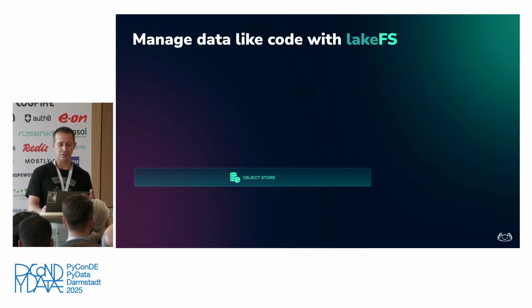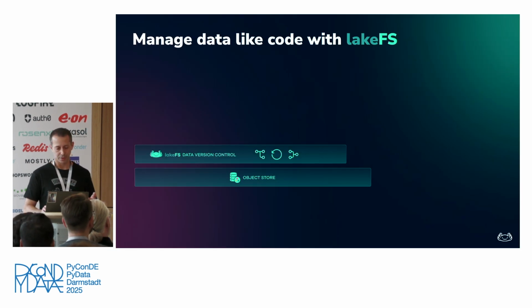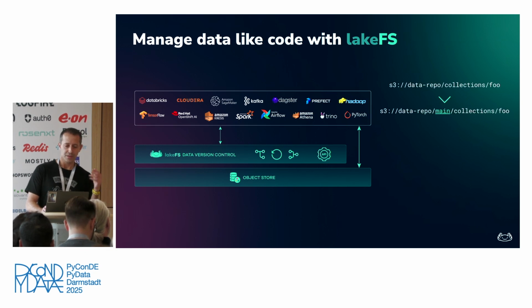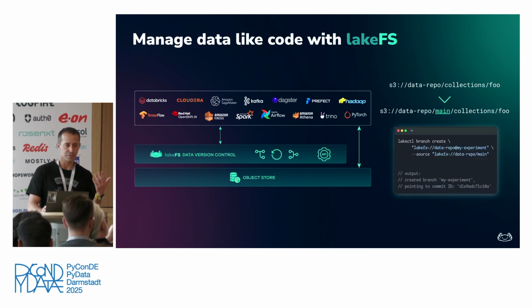lakeFS is an open source project that helps you manage your data as code. Very similar to how you handle your source control with Git. It sits on top of your existing object store and adds versioning capabilities such as commit, merge, diff, tag. If you look at how it fits into the current ecosystem, its experience is like working with S3. The only difference is that in the path where you access lakeFS, you add the branch that you are working on. lakeFS provides full flexibility while interacting with it. It can be used through the UI, API, CLI.